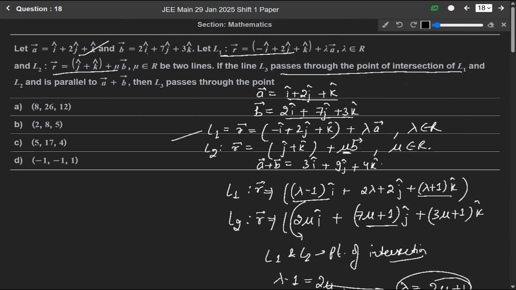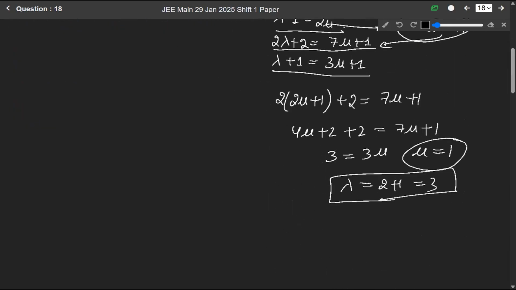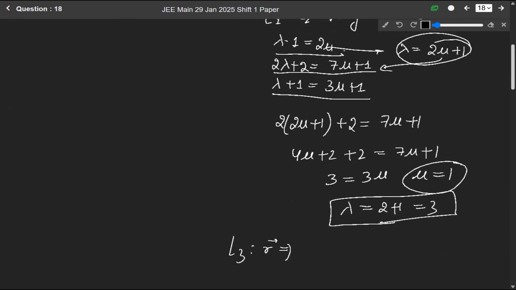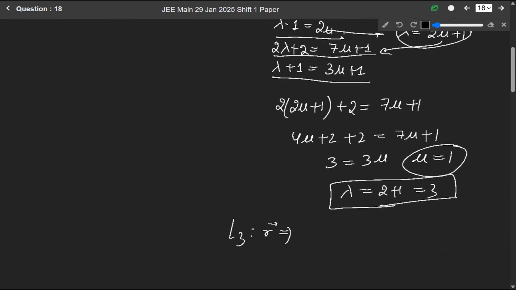So we have to find line L3, and line L3 passes through the point of intersection of L1 and L2 and is parallel to A plus B. So L3 will be parallel to this and pass through the point of intersection. So it will be equal to 2î plus 8ĵ plus 4k̂ plus α(3î plus 9ĵ plus 4k̂). Okay.